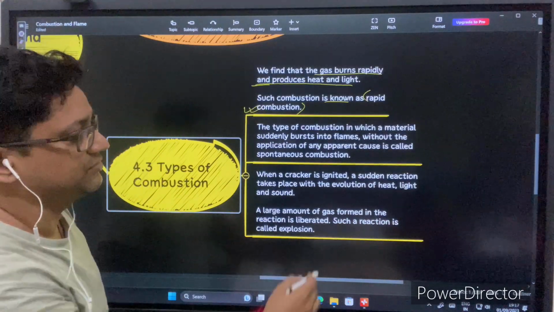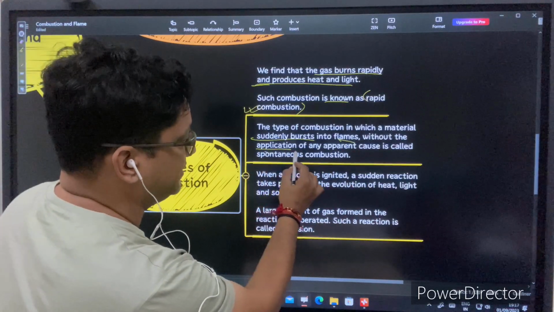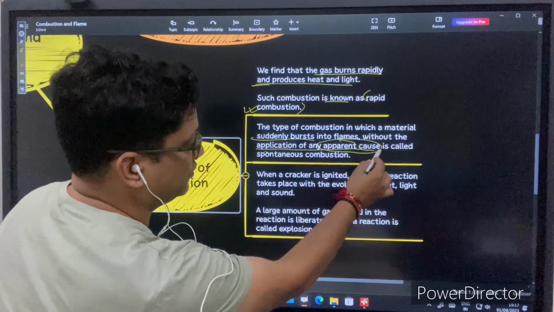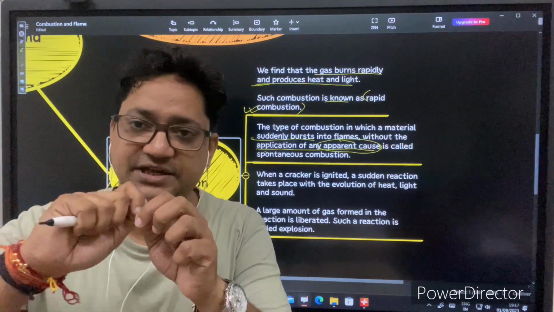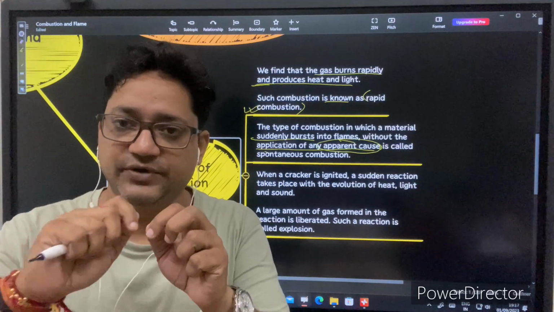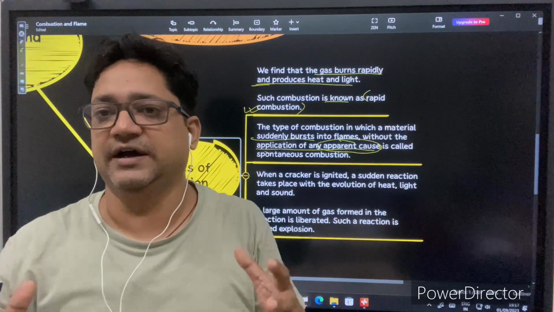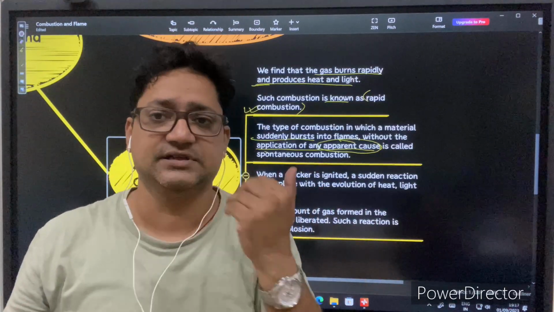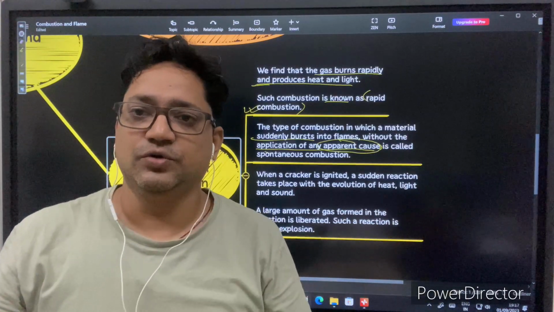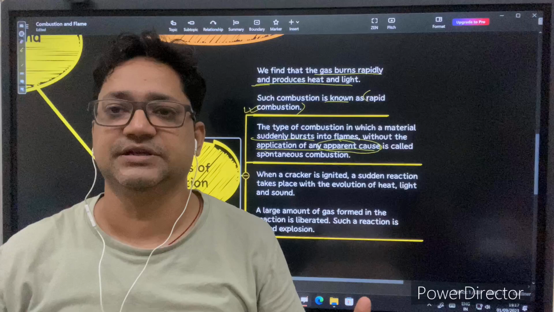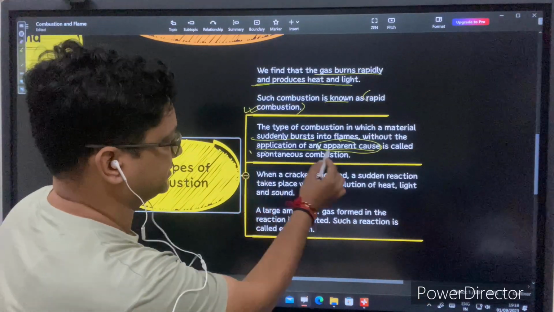The second type of combustion is one in which the material suddenly bursts into flames without the application of any apparent cause. What does apparent cause mean here? We are not setting up the fire, not creating friction, and not trying to raise the temperature. It's a natural phenomenon for these substances to catch fire. For example, white phosphorus. Kept at a low temperature such as room temperature, it can easily catch fire, and that is what is called spontaneous combustion.